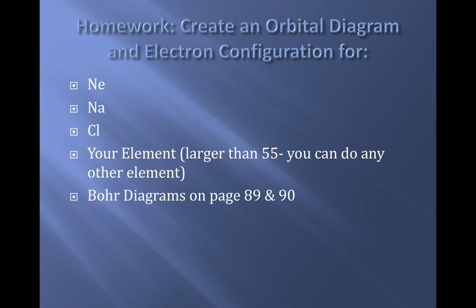The homework for tonight is to create an orbital diagram and an electron configuration for each of the elements that is up there on the screen. So neon, sodium, chlorine, and then your element that you have for your element project. Assuming your element is not larger than 55. If it is larger than 55, you can choose any other element that you want to do. Or if your element is already up there on the screen, you can also choose any other element. And then you're going to do the board diagrams that are on page 89 and 90.